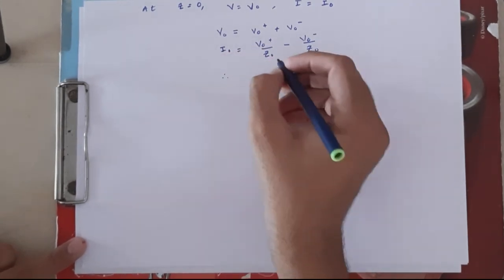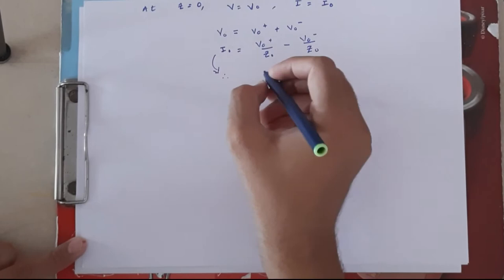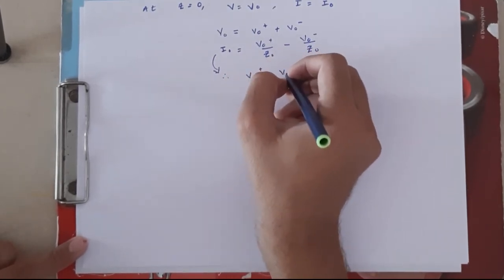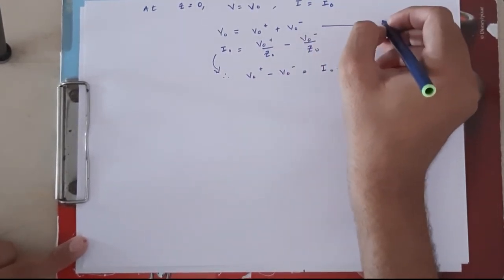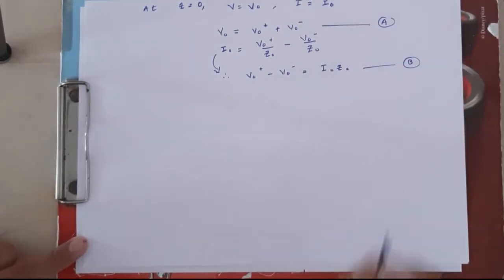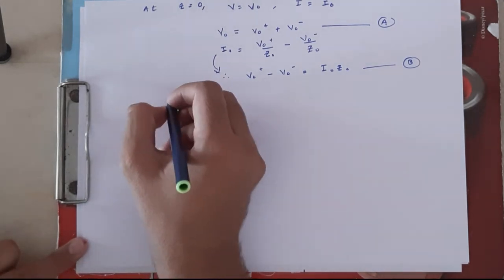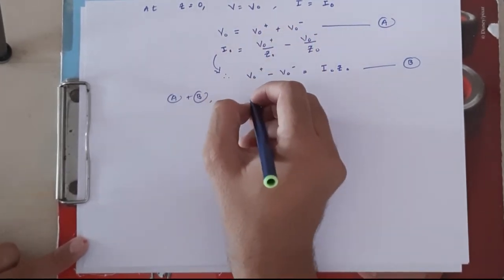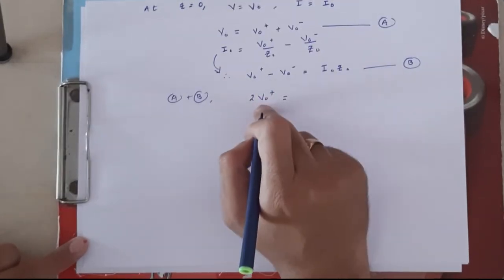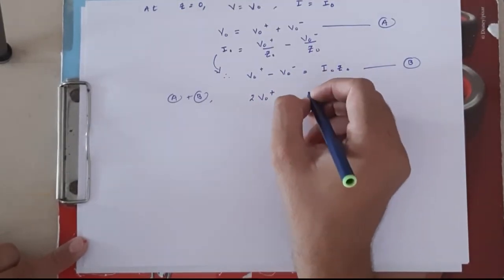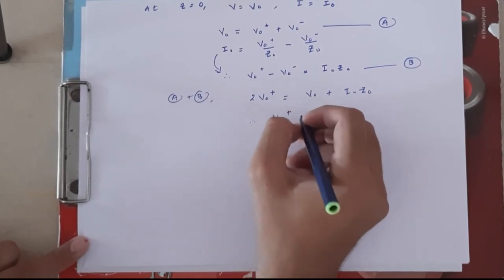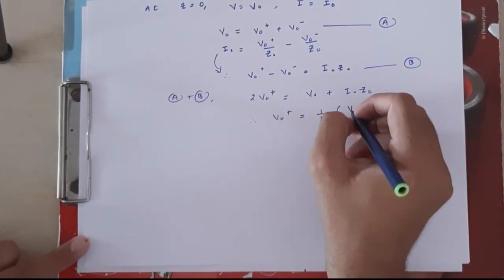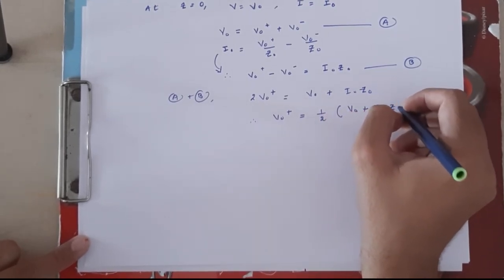I can write the second equation in this way: V0 plus minus V0 minus is equal to I0 Z0. So I have two equations. This is equation A and this one is equation B. Now just do the addition of these two equations, A plus B. If you do the addition, we get 2V0 plus, because ultimately we want the V0 plus equation and the V0 minus equation. So what is V0 plus? V0 plus is equal to half of V0 plus I0 into Z0.